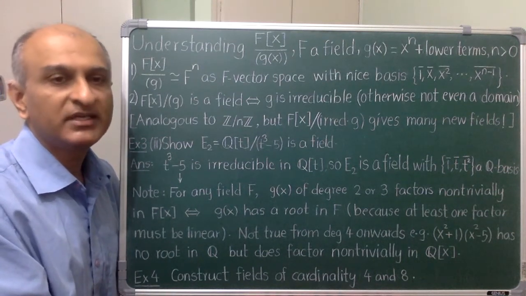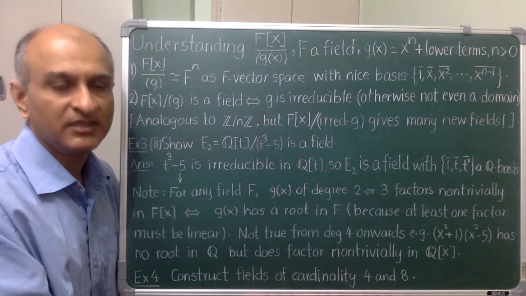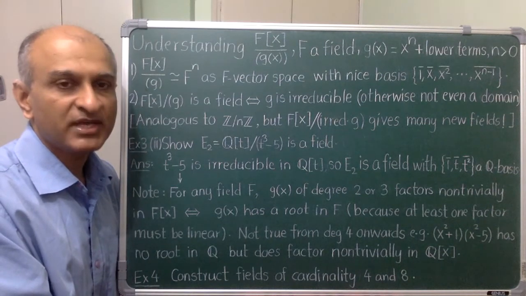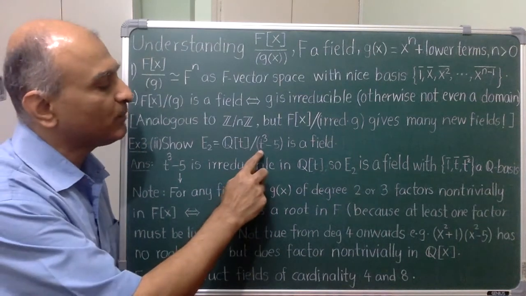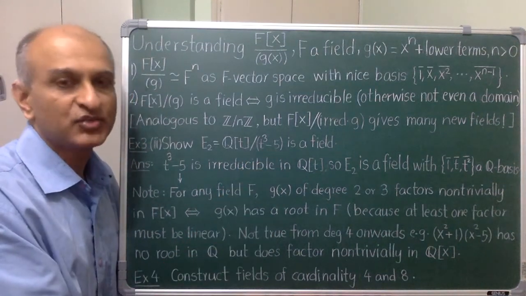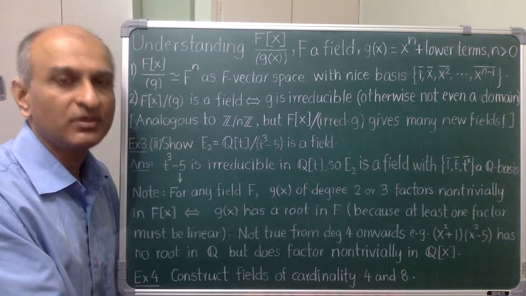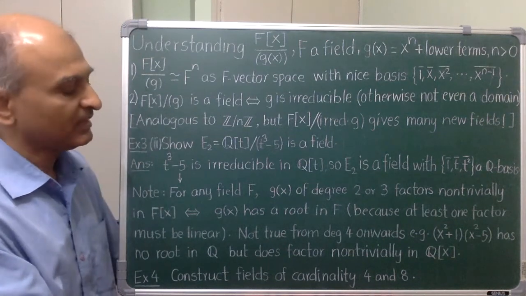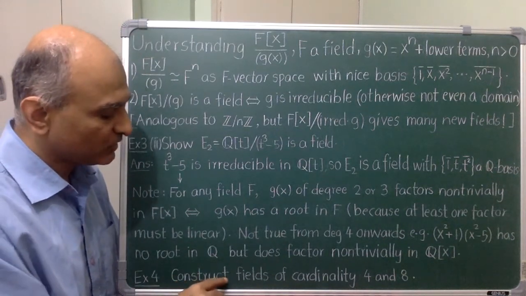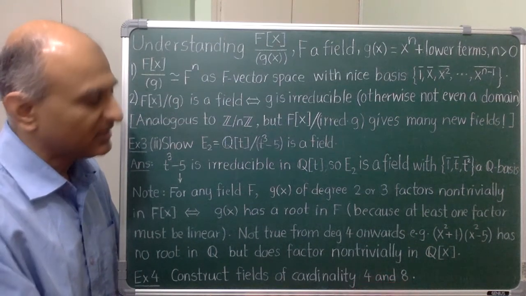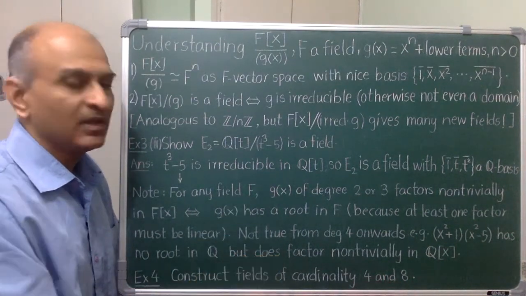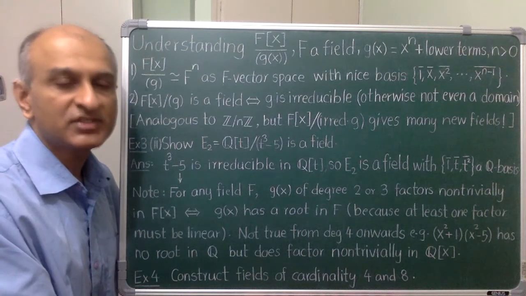So, for a degree 2 or 3 polynomial to be irreducible, it is enough to check that it does not have a root in the ground field. T cube minus 5 has all of its roots irrational, and so therefore it is irreducible. Next, I have asked you to construct fields of cardinality 4 and 8. These remarks may help, but you need to figure out which field to start with.